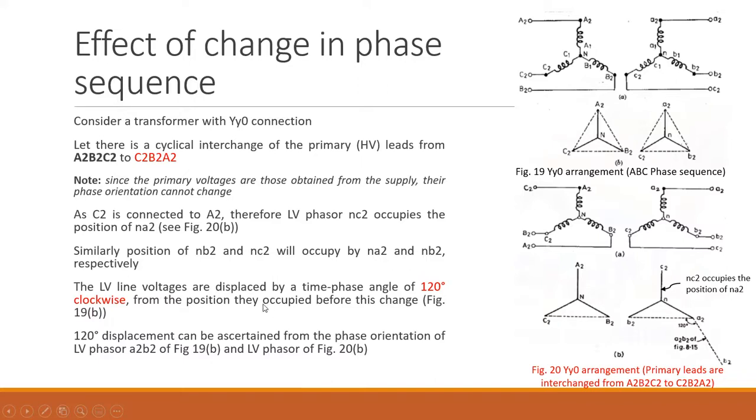The LV line voltages are now displaced by a time phase angle of 120 degrees clockwise. So what you could notice here is that the line voltages are now displaced by 120 degrees from their original position. The 120 degree displacement can be ascertained from the phase orientation of the LV phasors A2, B2. So you could see that from the original phasor there will be a 120 degree position shift.